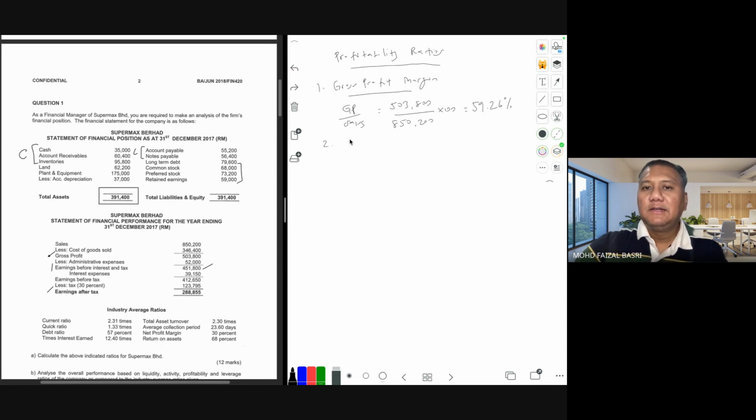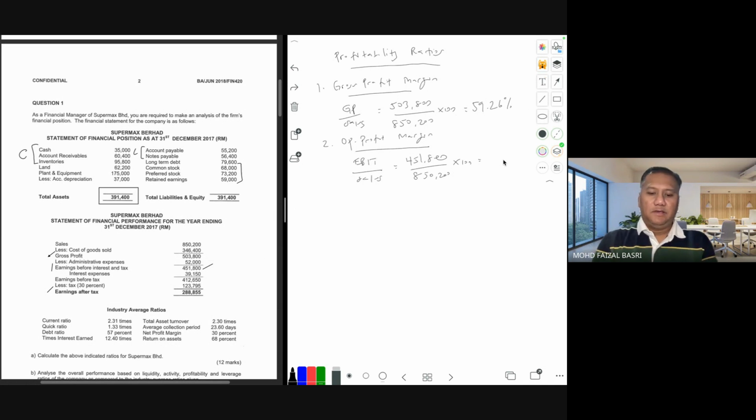Second adalah lepas gross profit is operating profit. Operating profit margin. So operating profit margin kita gunakan earning before interest and taxes bagi dengan sales. So earning before interest was 451,800. 451,800 divided by 850,200. It's about 53.14%.